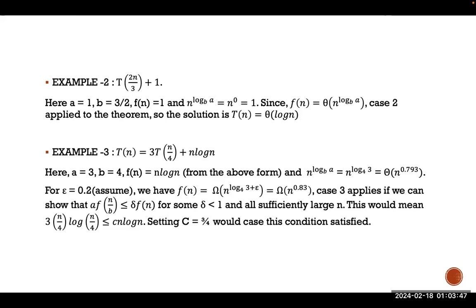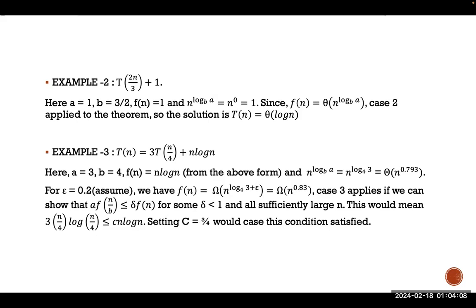And the third example is T(n) = 3T(n/4) + n log n, where a equals 3, b equals 4, and f(n) equals n log n. So the formula n^(log_b a) equals n^(log_4 3), which gives me theta of n^0.793.